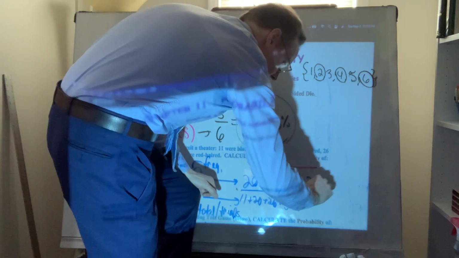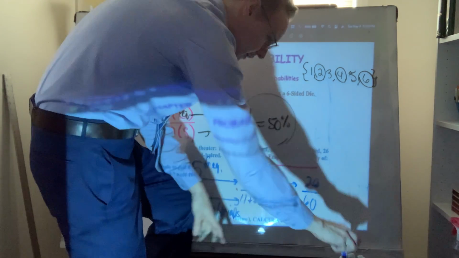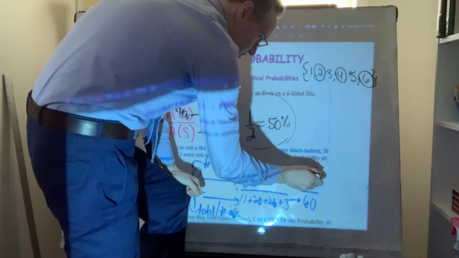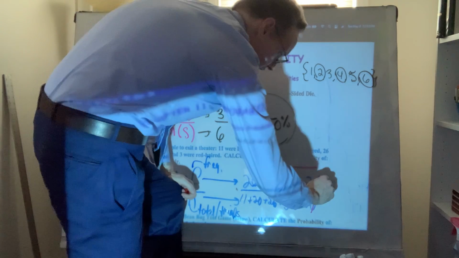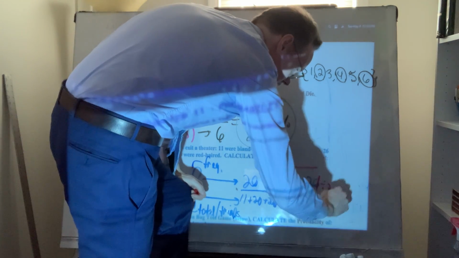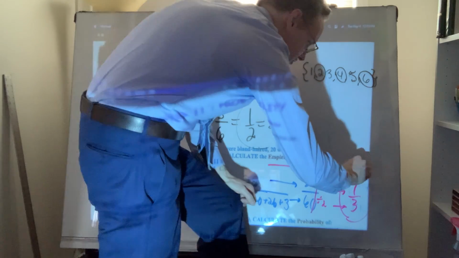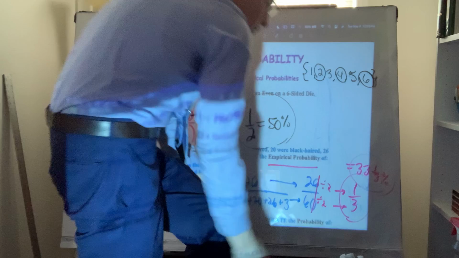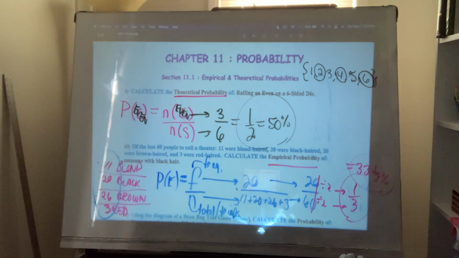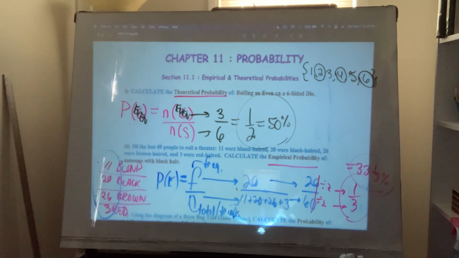So what you end up with here is 20 over 60. Pull some tricks to simplify. If you have a pair of zeros, that's as if you divided each by 10. And then these are even, so divide each of these by 2. You end up with 1/3, or 1 out of 3, which is the same as a 33 and a third percent chance, or 33 and a third percent of the time. You want to phrase it that way because it's empirical. Okay?